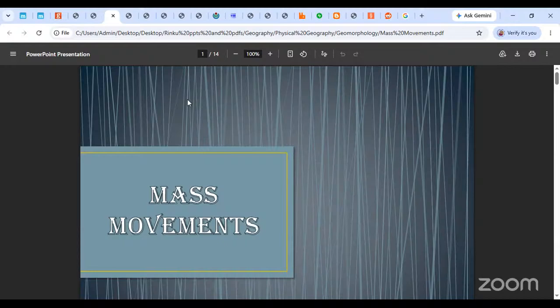So, like we were discussing, exogenic processes will have weathering. There is another process called erosion. And then there are the various landforms that are formed through the process of erosion or deposition. So we are looking at all those processes, and mass movements being one of them. Mass movements is one form of exogenic movement.